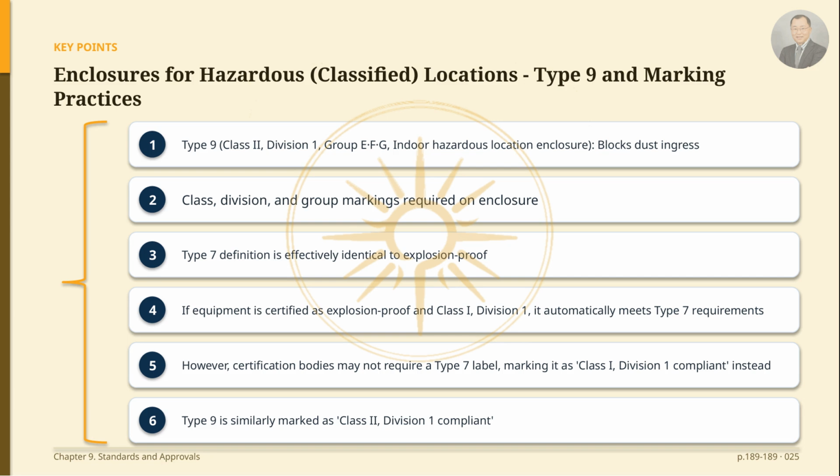However, these 2 NEMA ratings are often misunderstood. For example, the definition of Type 7 is essentially the same as the definition of explosion-proof. Therefore, if an approval agency certifies a piece of equipment as explosion-proof and suitable for Class 1, Division 1, that equipment automatically satisfies the Type 7 requirement. However, the agency does not require the equipment to be labeled as Type 7. Instead, it is labeled as suitable for Class 1, Division 1. Similarly, Type 9 enclosures are labeled as suitable for Class 2, Division 1.